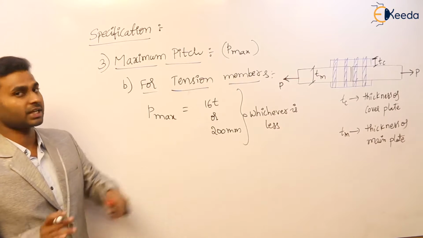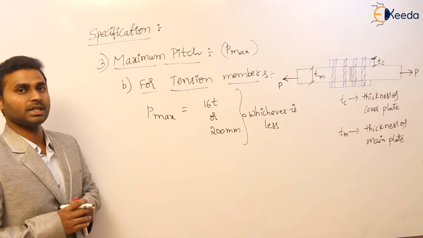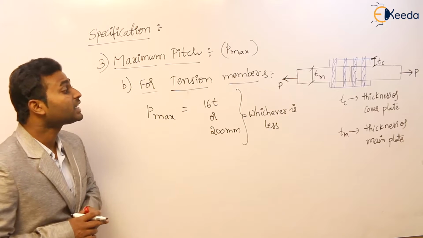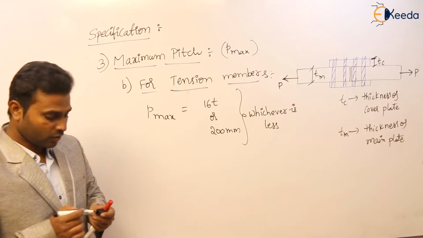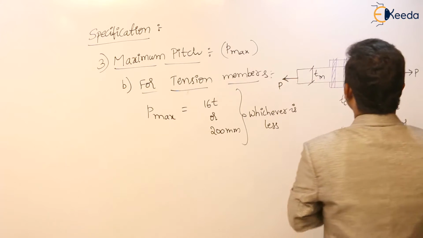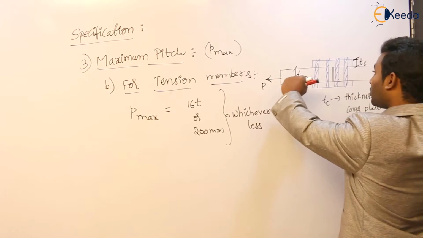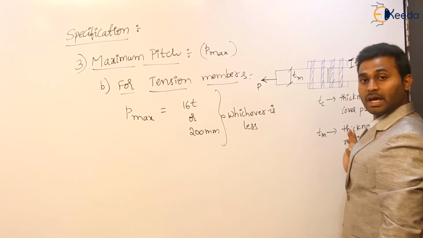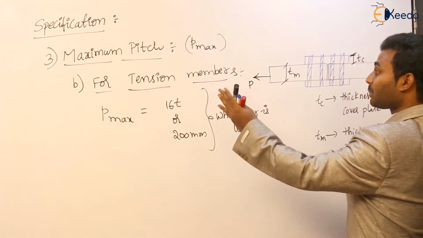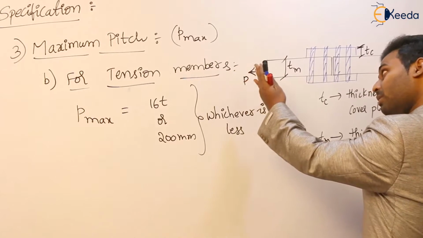Where T is the thickness of the thinner member, no doubt. So why is it more in the tension member? Because of the load P, the load tries to pull both the members away from each other, but in compression, it tries to push both the members towards each other.